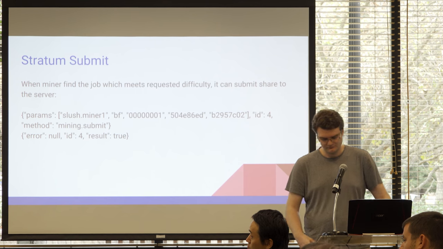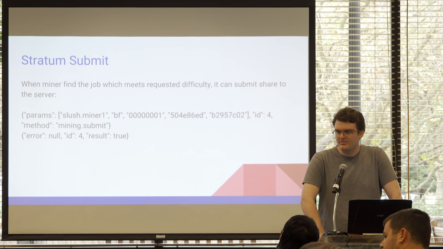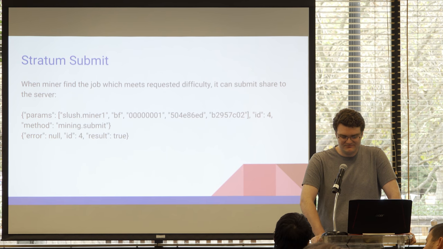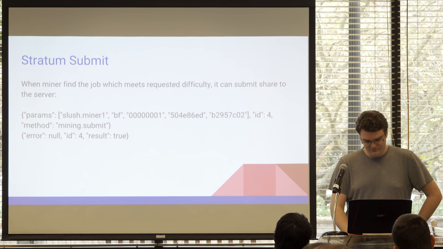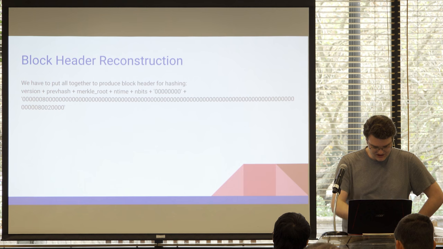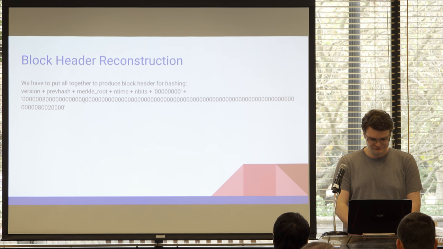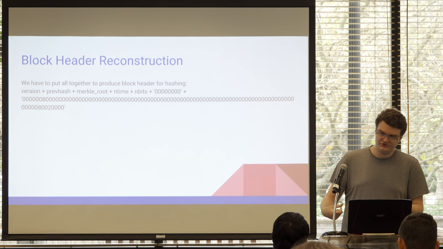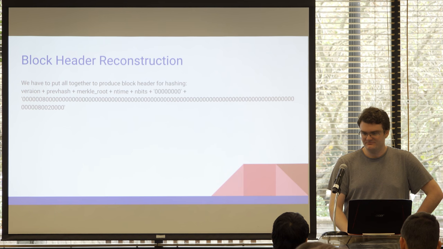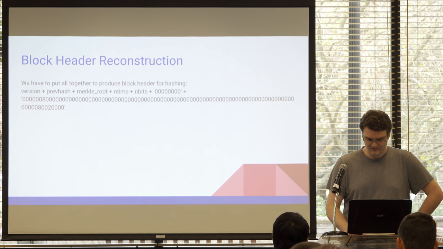Yep. So how does a miner go specifically about finding a share? It is basically hashing on a block header. The last value is padding. So this is producing our block header to hash effectively, and it's reconstructing it from the subscription, and basically the subscription notifies that I showed earlier. That makes sense?